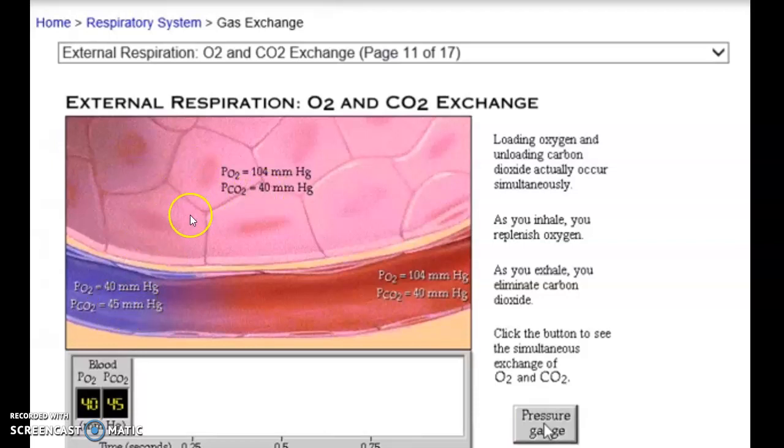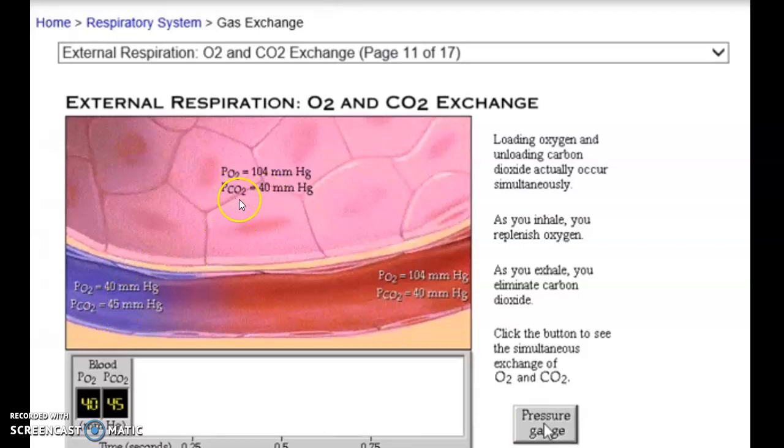Now, of course, all this is happening at the same time, but obviously oxygen, since it's so low here and so high here, is going to move from high to low till it reaches equilibrium. Carbon dioxide, on the other hand, is going to move from here to here because it's higher here than here. So again, it's going to move from high to low.